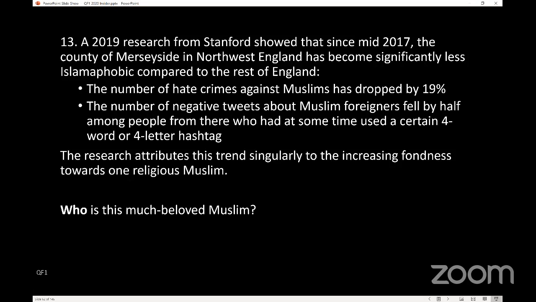So Harish, there's a question which I don't understand, but maybe you will. It says, will the hashtag do? No, the hashtag will not do. I want the name of the person. So recognizing what the four letter or the four word hashtag that is probably abbreviated to a four letter hashtag, if you figure that out, then you should be able to figure out the name of the person.